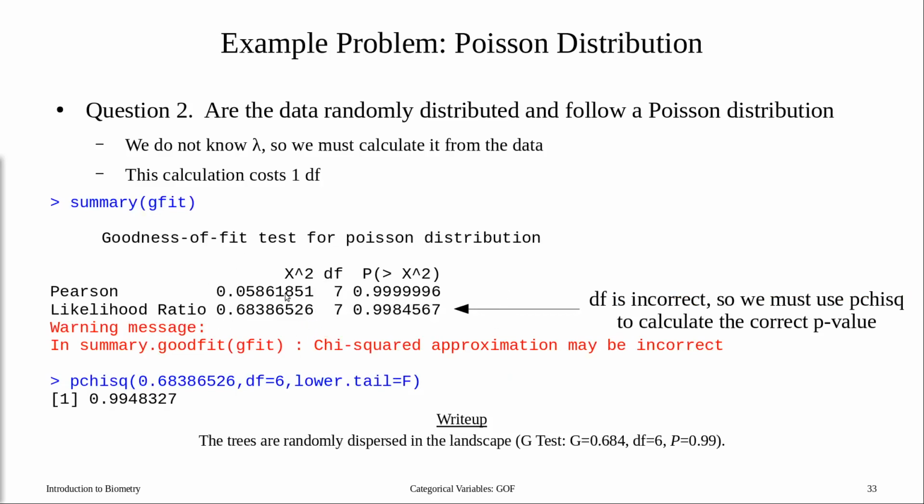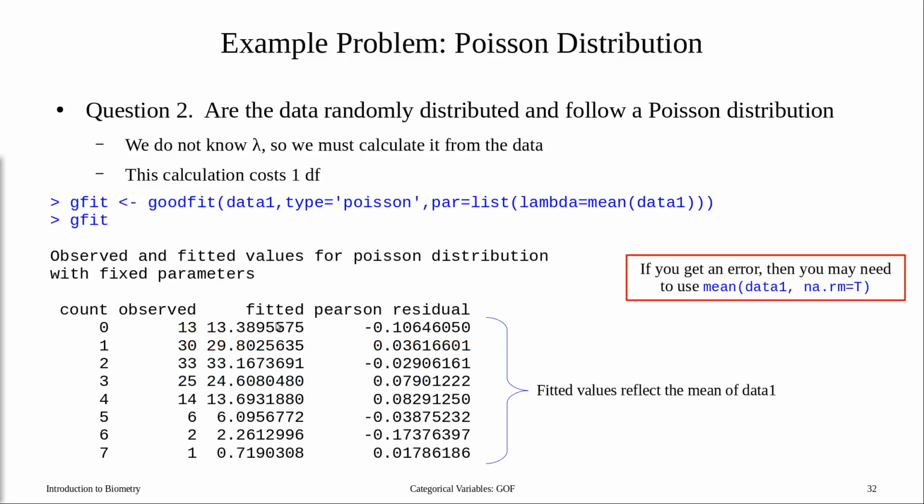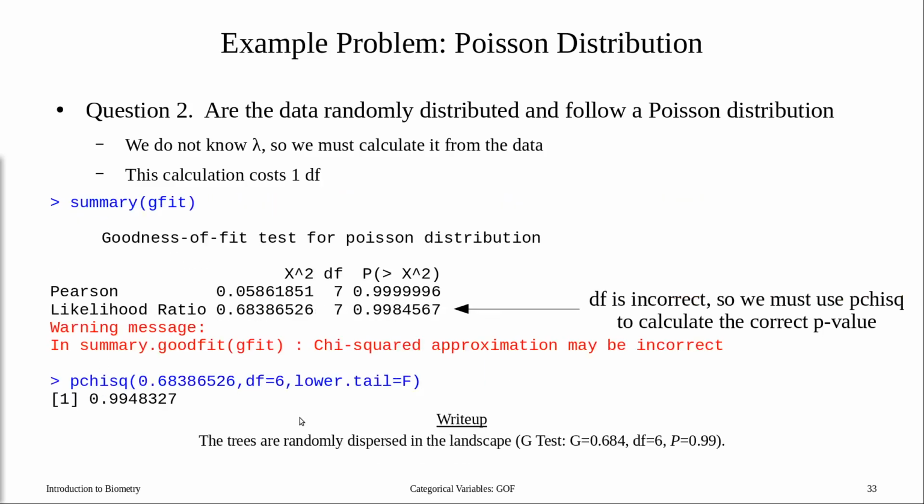So again, Pearson, that's our chi-square line. Likelihood ratio, that's our G-test line. But our degrees of freedom are now incorrect. These represent the number of categories that we have, so 8 minus 1. But we have to subtract 1 because we estimated lambda. So what we're going to do is take our G right here, 0.6838, and pass that to the p chi-square with the correct degrees of freedom. So df equals 6 and lower.tail equals F, and that gives us the correct p-value to report.